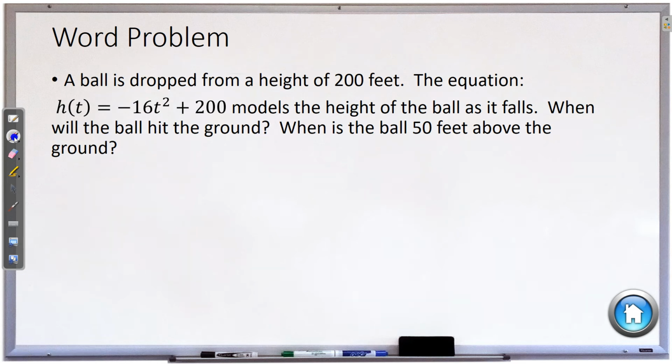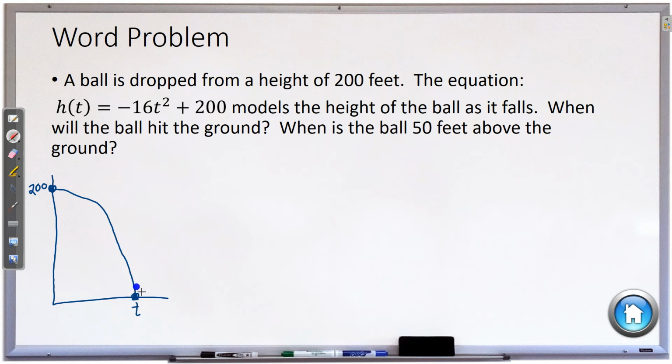So let's first draw a quick picture of this. So we have a ball that's up really high. So it's going to start up here on our y-axis. And then it drops down. And it hits there. And we've got the height along the way. So when will the ball hit the ground over here? Some time t. So it's up here at 200.